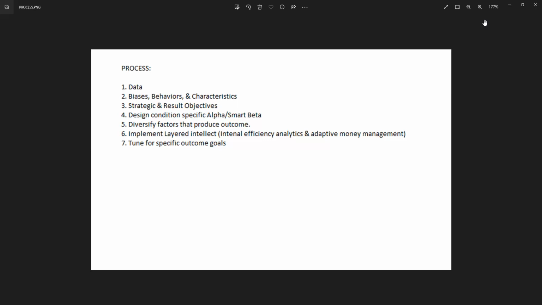But our process, everything begins with the data: the biases, behaviors, and characteristics of that market. What I mean by that is it doesn't make sense for us to design a momentum strategy on a market that's heavily reverting. For instance, there are some assets that just organically have more reverting characteristics or more momentum characteristics. AT&T is a great example.